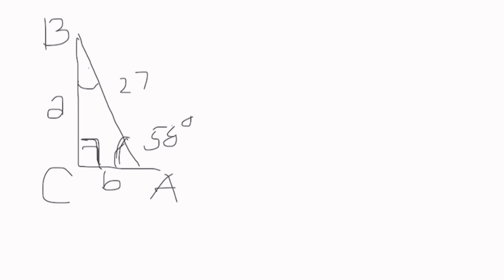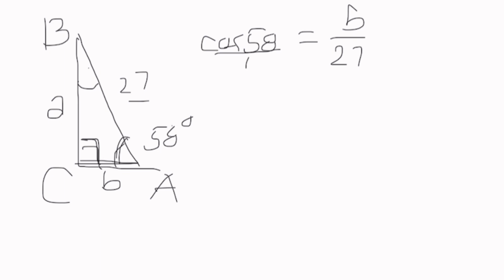Now to find B here, with regards to angle A, this is the adjacent side, and you have here the hypotenuse 27, so we can use cosine. So cosine of 58 equals adjacent side B over the hypotenuse 27. Then cross multiply. So 1 times B is B. So we're going to have B equals cosine of 58 times 27.